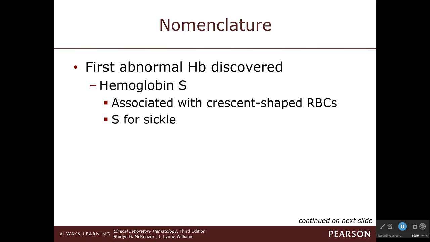All right. Nomenclature. This one's important. The first abnormal hemoglobin discovered was hemoglobin S. It was called hemoglobin S because of crescent-shaped RBCs that looked like a sickle. A sickle, of course, is that thing the Grim Reaper uses, what they used to use to chop and harvest wheat. So the big blade. Sickle cells look like sickles. Hemoglobin S, first one.